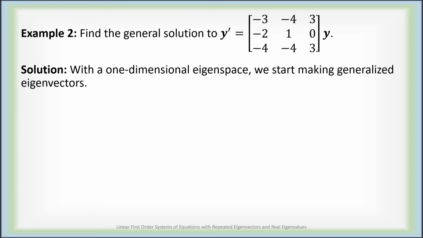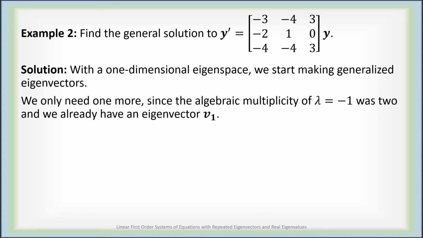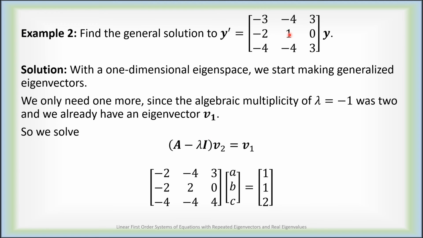So since we only have a one-dimensional eigenspace, we need to start making generalized eigenvectors. But we only need one more. The algebraic multiplicity of this eigenvalue is 2, and we already have one genuine eigenvector v1, so we only need to find a single generalized eigenvector in order to be done with this eigenvalue. So we go ahead and solve A minus lambda I v2 equals v1, where lambda is this eigenvalue of -1. So if I am subtracting -1I, I am adding 1 along the diagonal. So we end up with -2, 2, 4 on the diagonal, times a column of unknowns is the eigenvector we already found of 1, 1, 2.